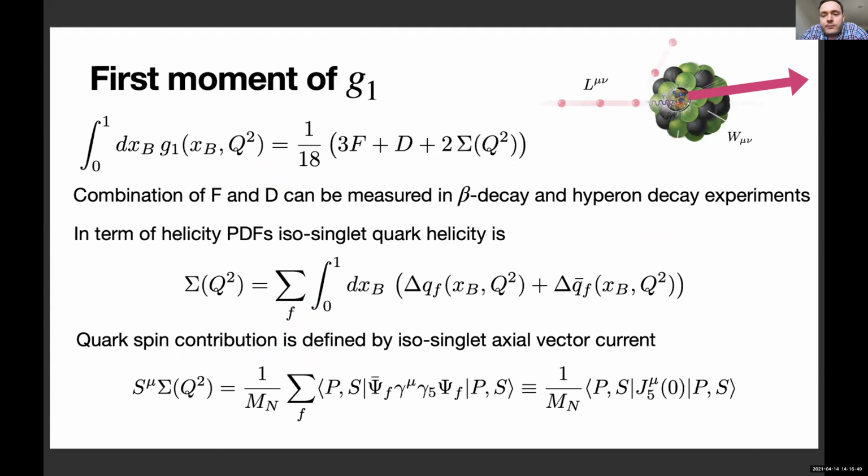On these slides, you can see several definitions. We know that the quark contribution to the proton spin is related to the first moment of the G1 structure function. In the parton model, you can relate it also to quark helicity distribution functions. If you substitute the definition of quark distribution functions, you can find that the quark contribution to the proton spin is defined by the matrix element of the isosinglet axial vector current. So it's a matrix element of the J mu5 current. That's what defines the quark contribution to the proton spin.